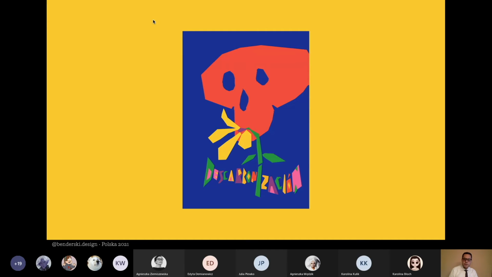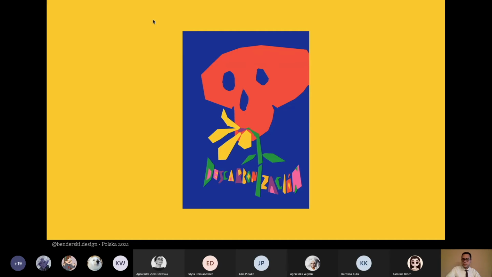So this image that you can see, a skull that is biting a flower, is about decarbonization. Decarbonization is to push humans to stop using petrol as our main resource for energy. And this is an image that warns to stop doing it, otherwise death is going to bite us.